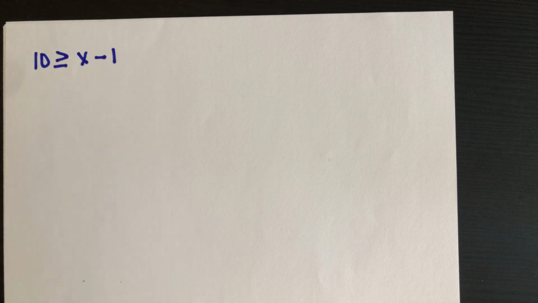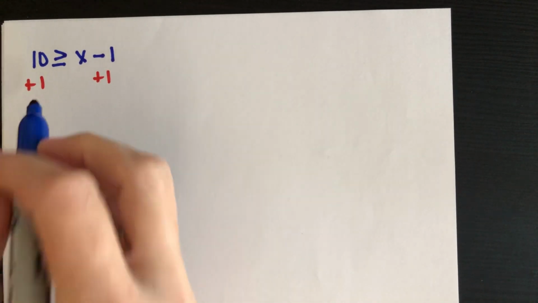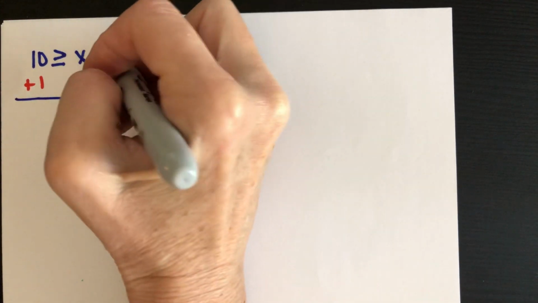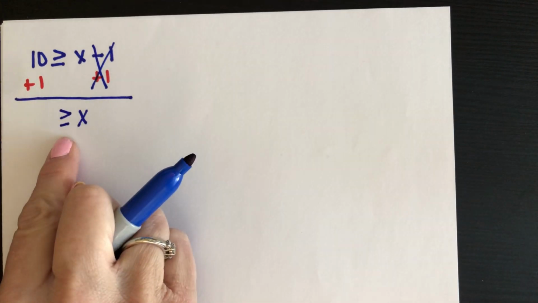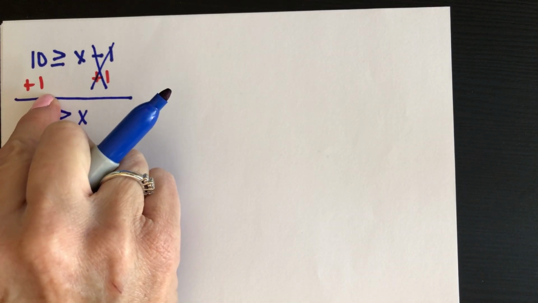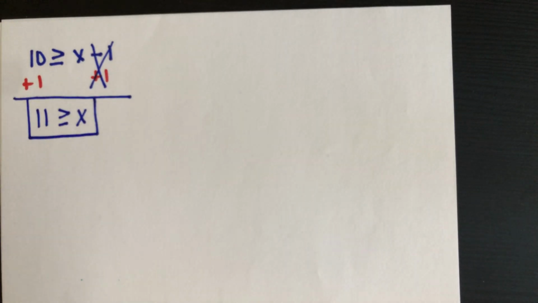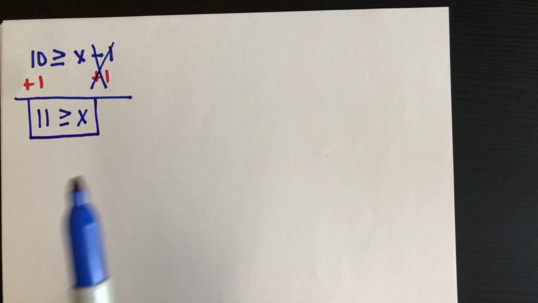So I have minus 1, so in order to get rid of this minus 1, I'm going to add 1. Just like we did with the equations, these cancel out. I'm left with x on this side. There's my inequality symbol, and 10 plus 1 is 11. So there's my solution.